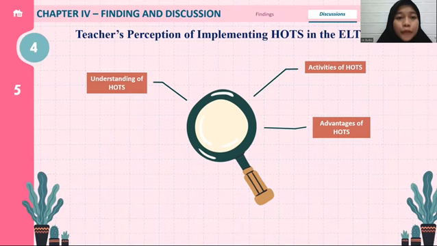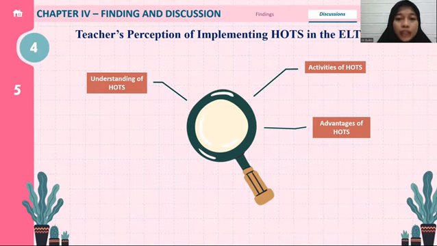Next, teachers' perception of implementing HOTS in the ELT process. The first one is understanding of HOTS. According to Arifunto, understanding is the process of proving someone in interpreting a simple relationship with the facts. Based on the research result, the understanding of the two English teachers was expressed through their perception of the meaning of HOTS itself. They have a similar opinion about HOTS, that HOTS is a student's thinking skills in analyzing, evaluating, and creating a problem.